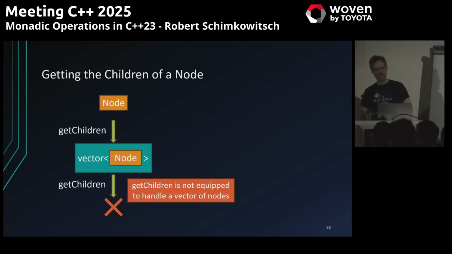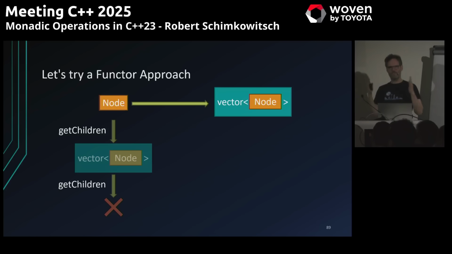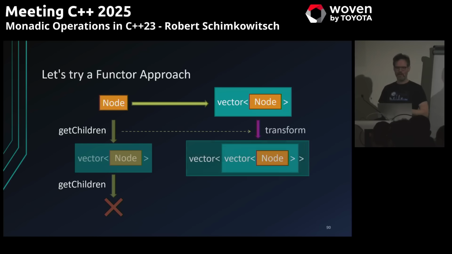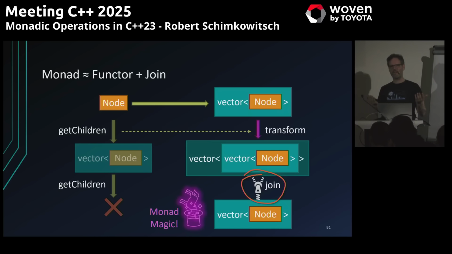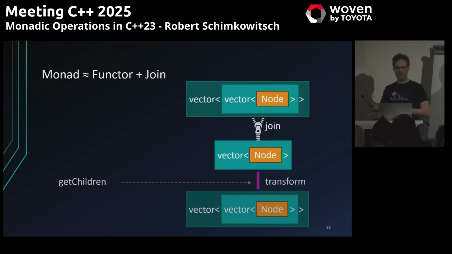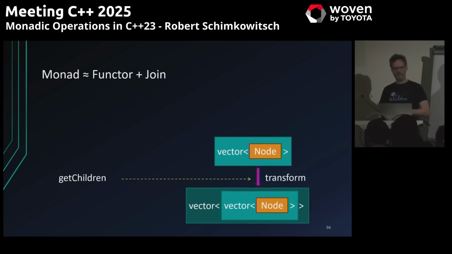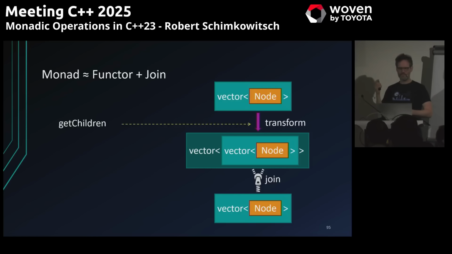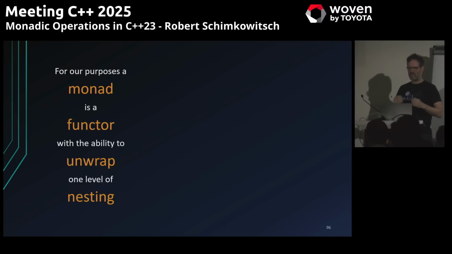So what do we do? Let's try with functors. So we start again with our vector of nodes, and then we transform, and then we get a vector of vectors of nodes. Our next transform is not going to be happy about that. So we invoke monad magic, we join the vector, so we take the vector of vectors and flatten it into just a vector. And this allows us to continue. So we can do the transform again, and we can do the join again. So for our very practical purposes, a monad is just a functor with the ability to unwrap levels of nesting. Very hand-wavy, but enough for our purposes.